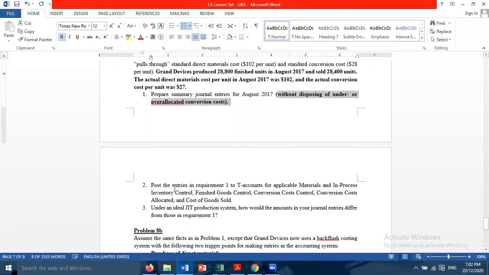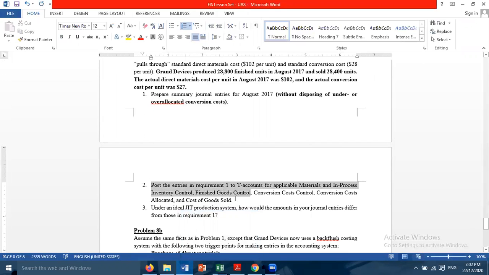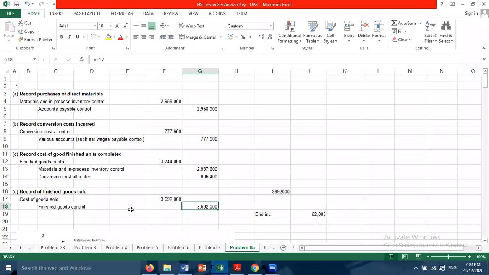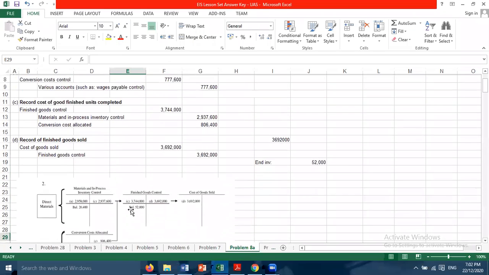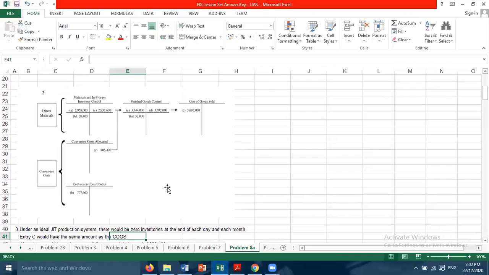Question 2. Post the entries in requirement 1 to T accounts for applicable materials and in-process inventory control, and so on. All right, so this is just normal posting. All we need to do is make the T accounts for each account, and we just post the journal entries we did to the T accounts. If we did that, this will be the answer. That's number 2. So this is practically normal T accounts or a normal ledger.